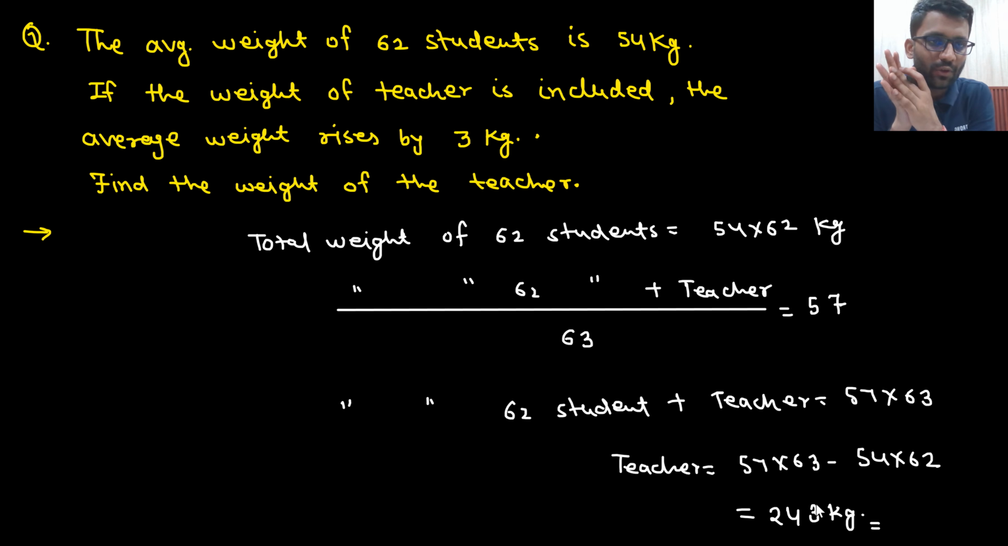So in the examination, how you will think is, okay, 62 students' weight is there, so total weight I know, then the teacher is included, and average weight rises up to 57. So 57 into 63 will be the total weight of the class, adding up the teacher. So the weight of the students I know, so I will just have to subtract, that's it.